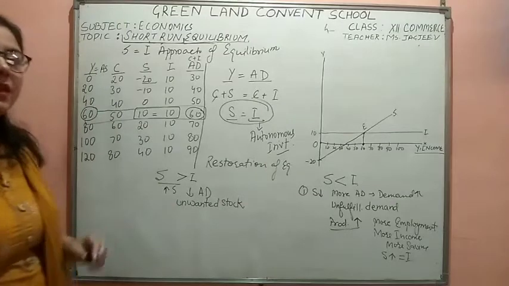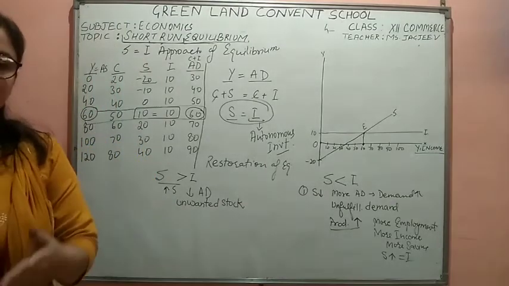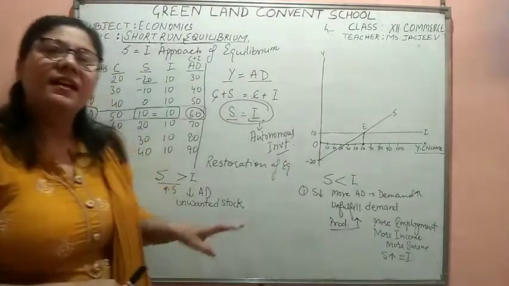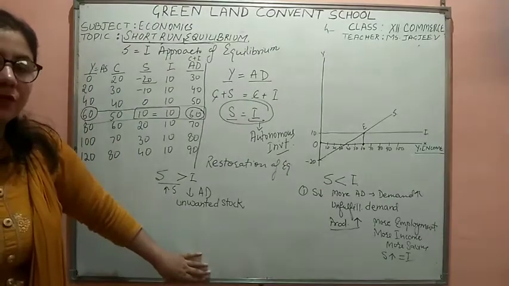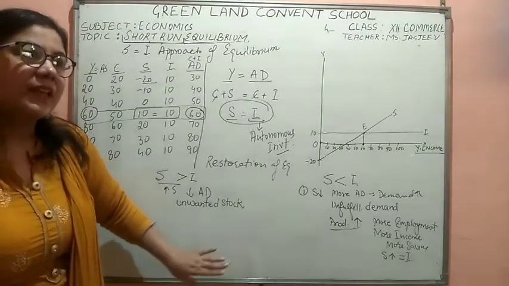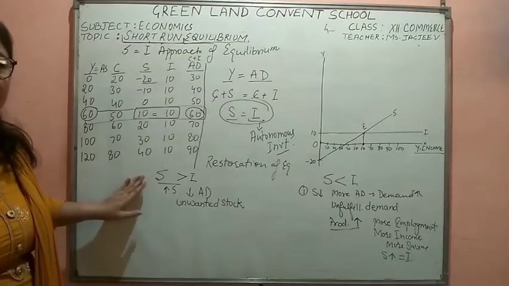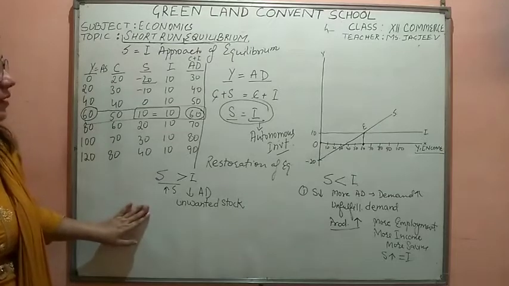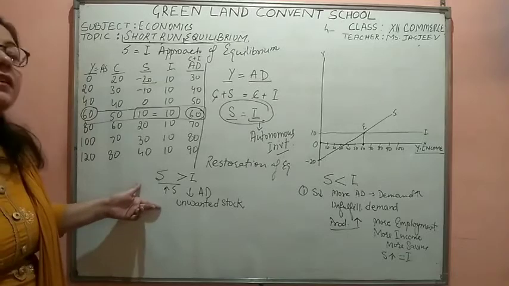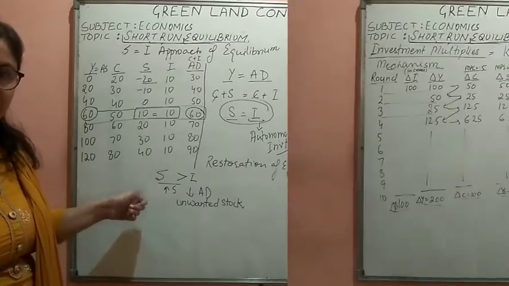So what will they do the next year? They will not produce the same amount next year. They will produce less as they already have the stock with them. Less production means they will give less employment, less output, less income, and as a result less savings, and savings will reduce to become equal to investment. So this is how the equilibrium is restored when savings are more.